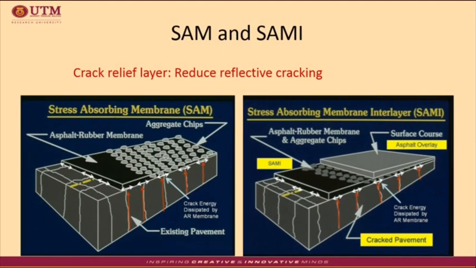Next, we have a look at the use of rubber, to be exact, crumb rubber, used within a stress-absorbing membrane layer or crack relief layer. It's an application of crumb rubber modified asphalt on the surface followed by the application of pre-treated aggregate.